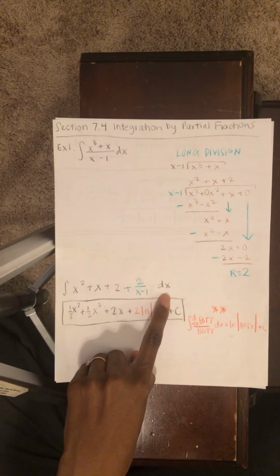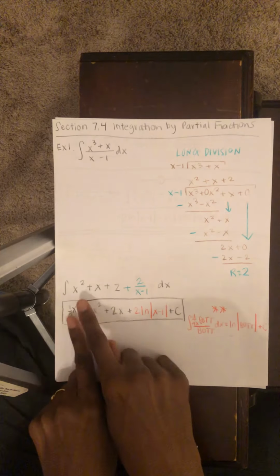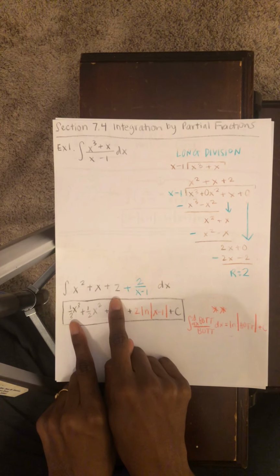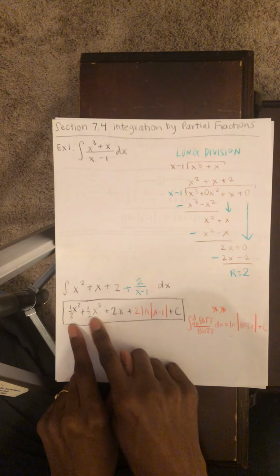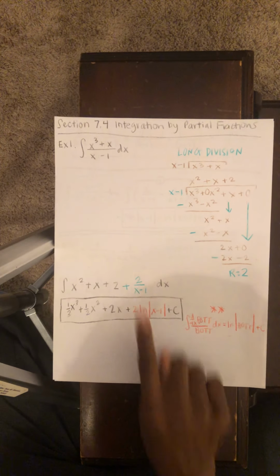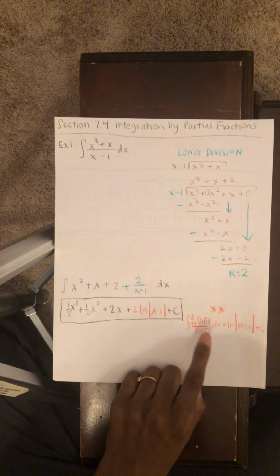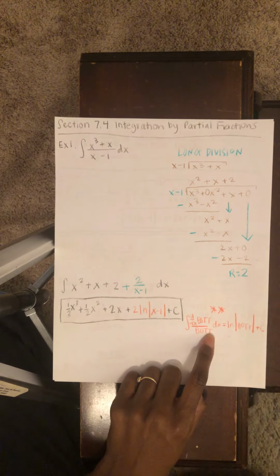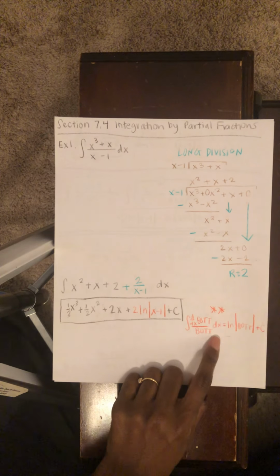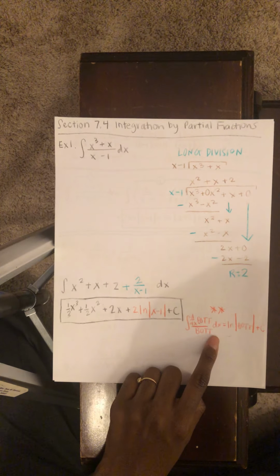So this is a lot easier for us to integrate. We know how to integrate the first 3 terms simply by adding 1 and dividing by that number. And then the last one, we can use this trick. We're going to be using this throughout section 7.4, so make sure you guys familiarize yourself with this one again.